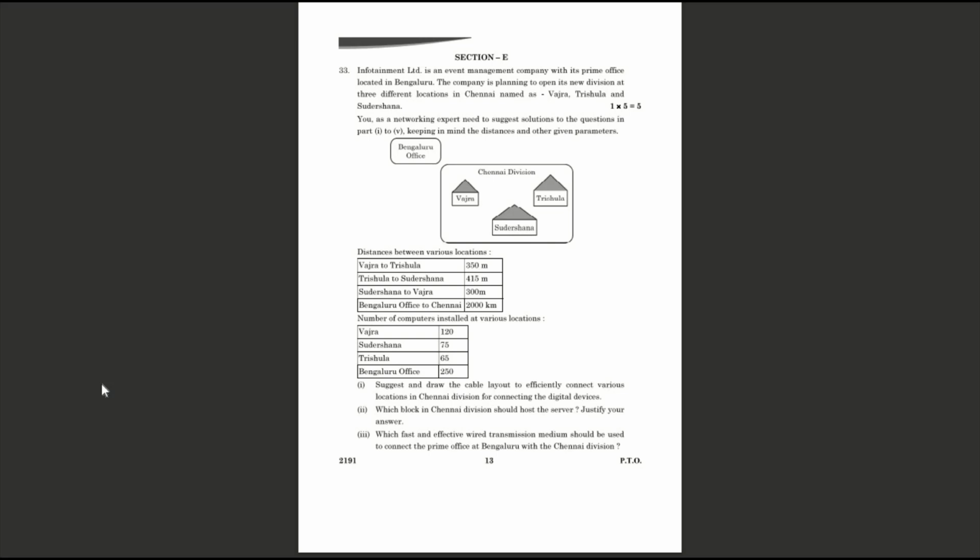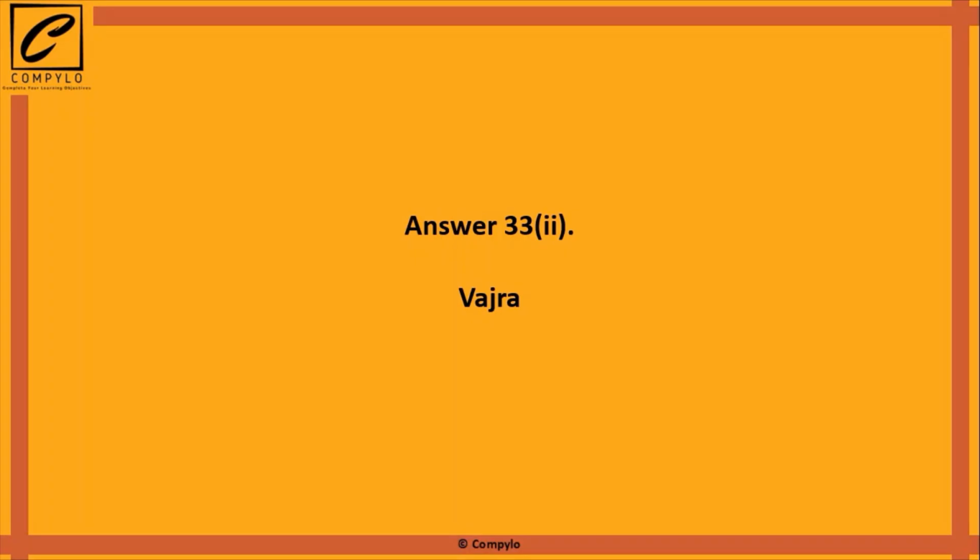The second question says, which block in the Chennai division should host the server? Justify your answer. The correct answer should be Vajra. The reason why Vajra should host the server is because it serves the highest number of users, optimizing speed and reducing network congestion. This approach is more user-centric and efficient.